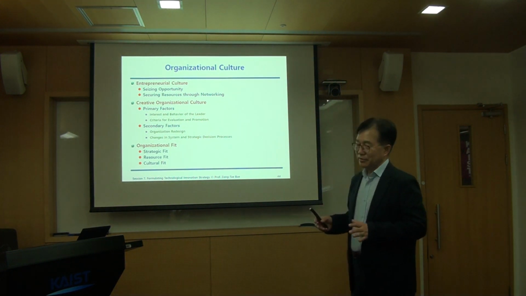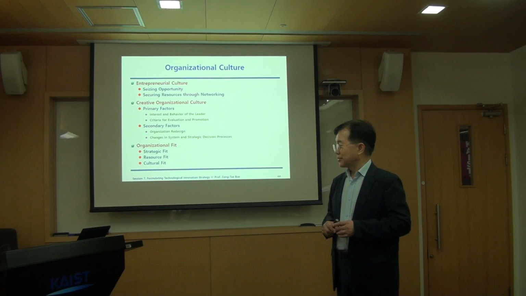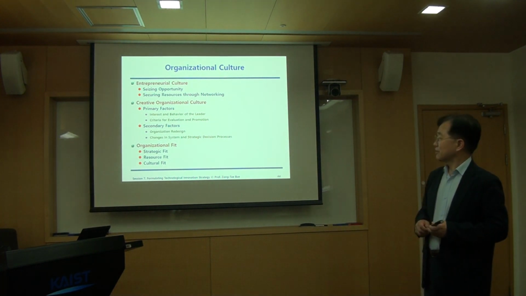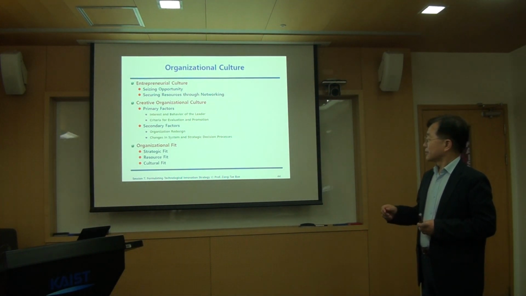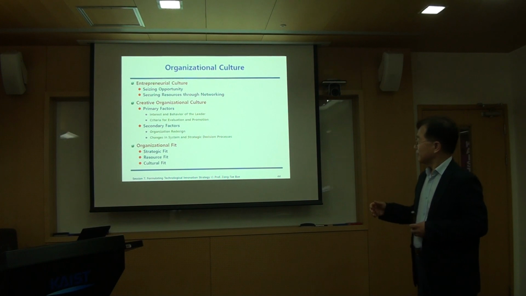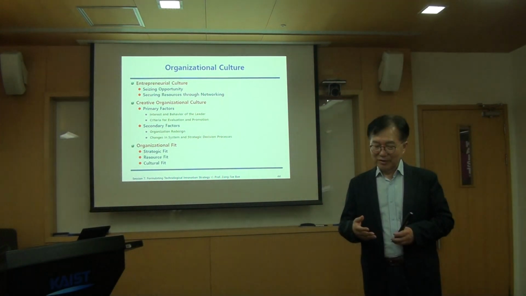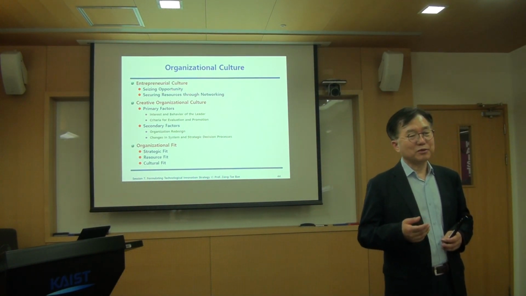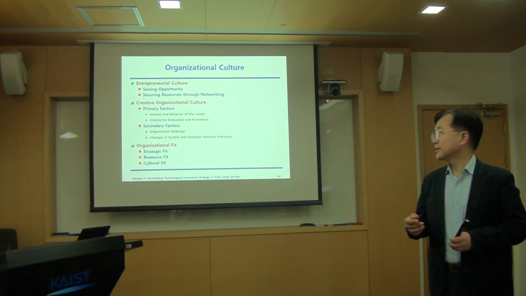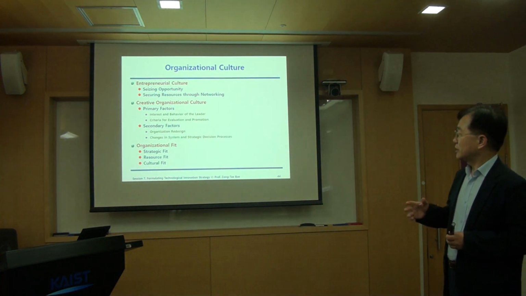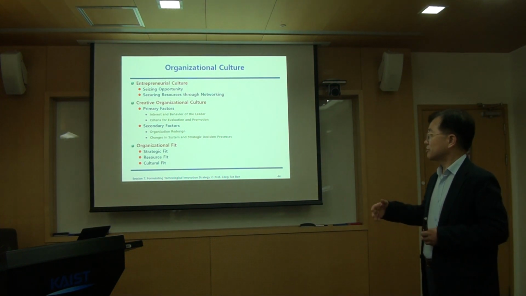Then the people will follow the behavior of the leader. Okay, so the people think about the criteria for evaluation, etc., and based on this, they will decide their behavior. So this kind of interest or behavior of the CEO, and then the criteria for evaluation, this kind of thing will determine the organizational culture. This is a primary factor.